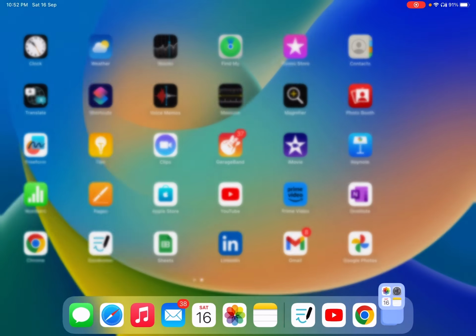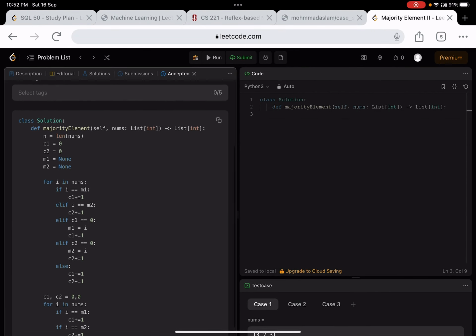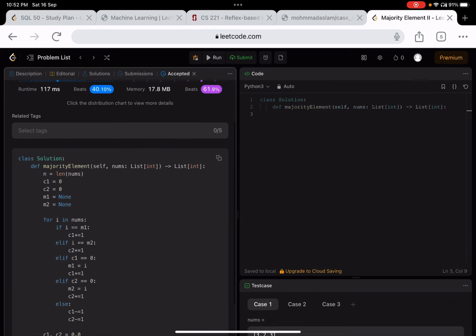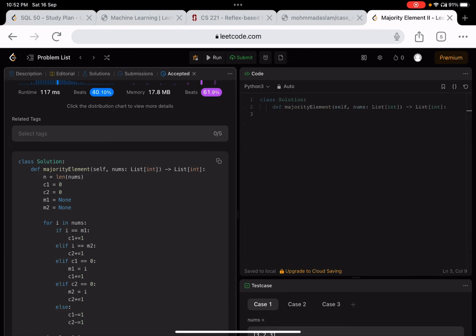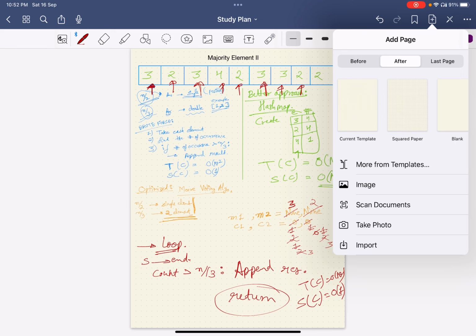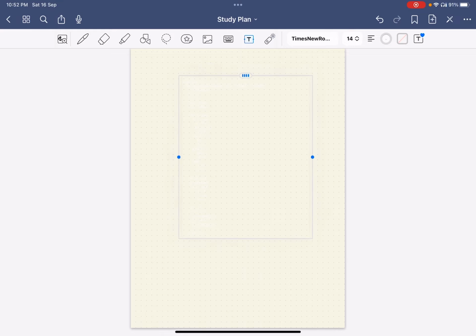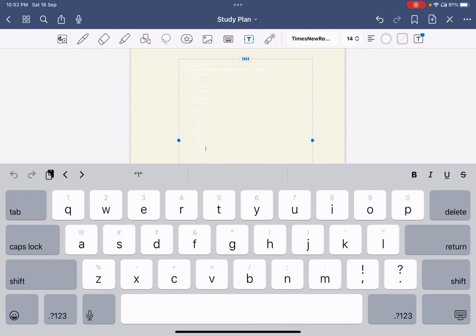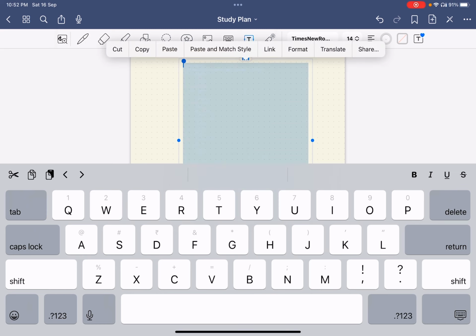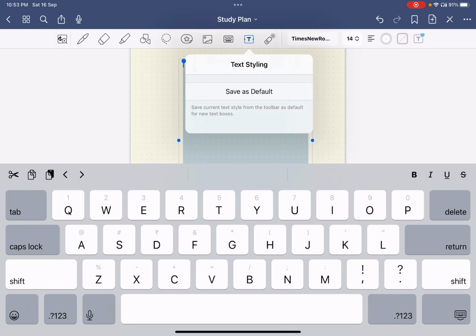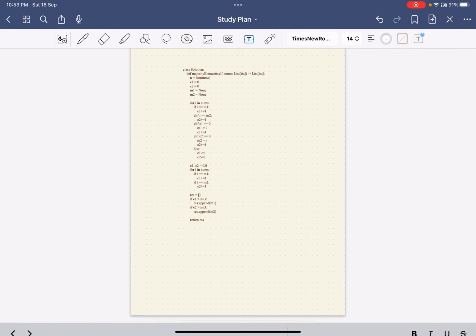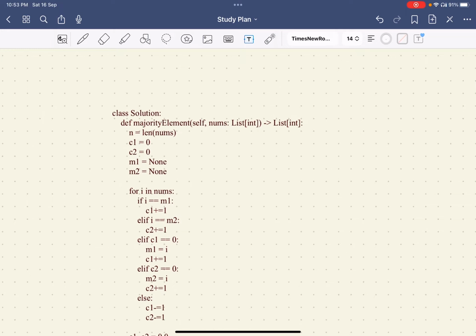I already wrote the code for this. So this is the code, let's look at this. Yeah, so this is how we wrote the code.